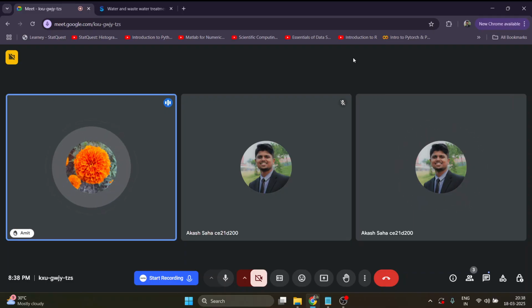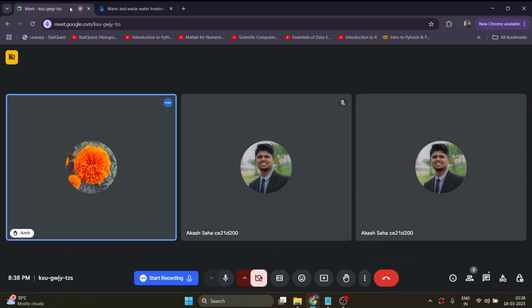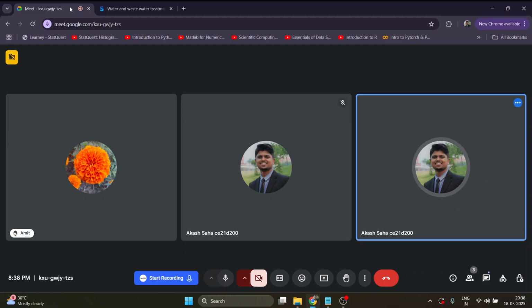Size of the particle 25. Is it micrometer or anything else? Micrometer, that is micrometer. Okay, so everything is given and nothing is missing here. So based on that, you try to solve it. Every data is given.